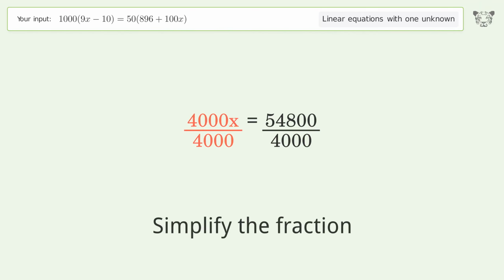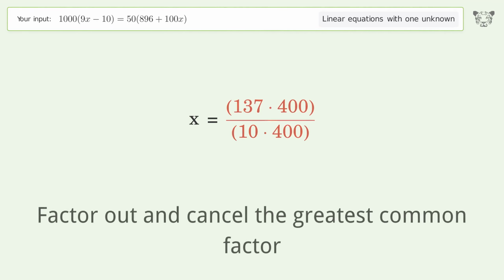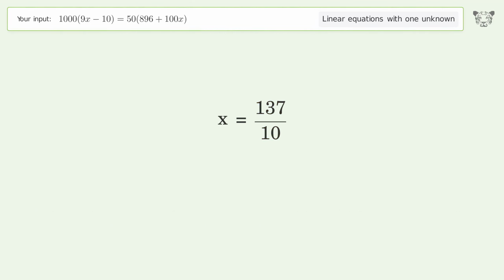Simplify the fraction. Find the greatest common factor of the numerator and denominator. Factor out and cancel the greatest common factor. And so the final result is x equals 137/10.